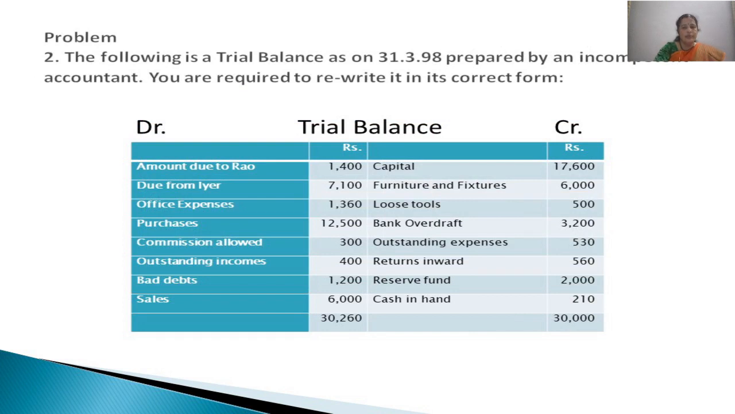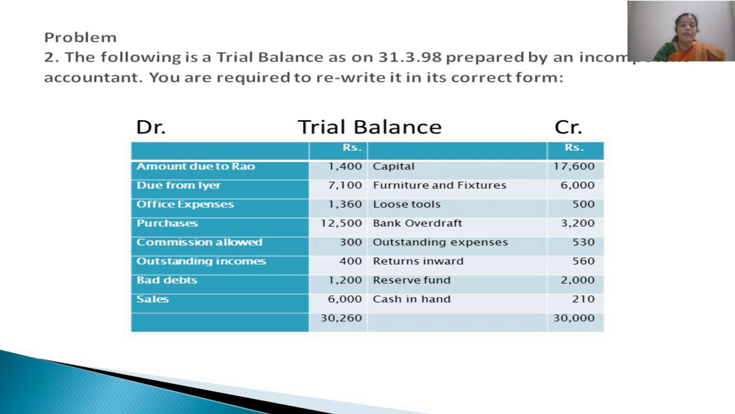Now look at one more sum. Sometimes it will be given like this. The following is a trial balance as on 31st March 98 prepared by an incompetent accountant. That means an accountant who is not so competent. He has prepared the trial balance, but he is not knowledgeable, he does not have proper knowledge of accountancy, and he has prepared the trial balance like this. And you are asked to rewrite it in its correct form.